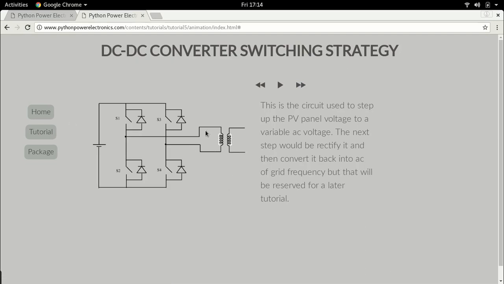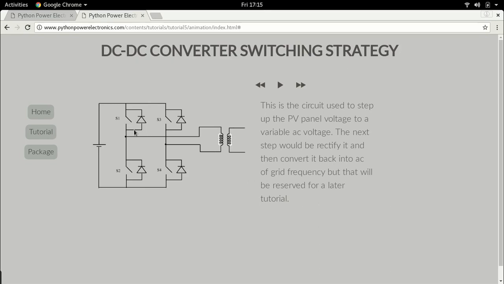So this is the total circuit. There is the PV panel. Actually, as I will tell you later, this is not exactly the PV panel, but for now this is good enough. This is the H bridge, which I already discussed before, and finally the transformer. I won't go beyond this because that will be reserved for another tutorial.